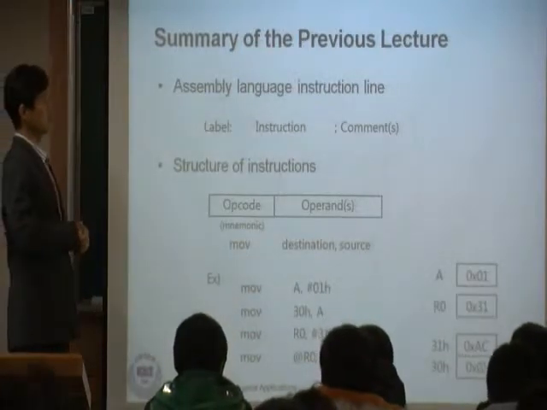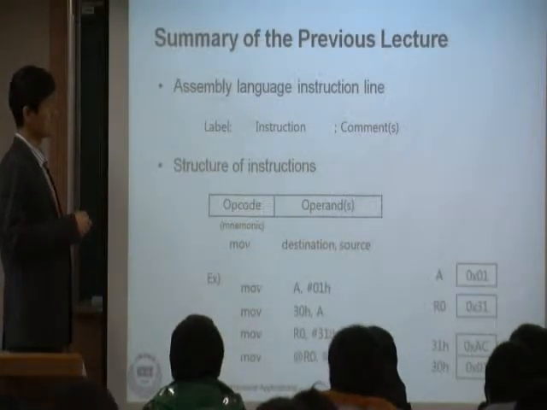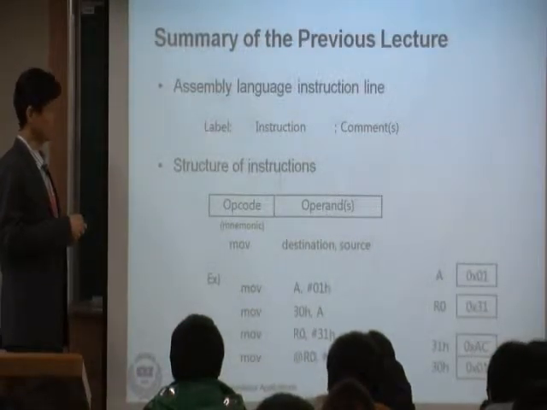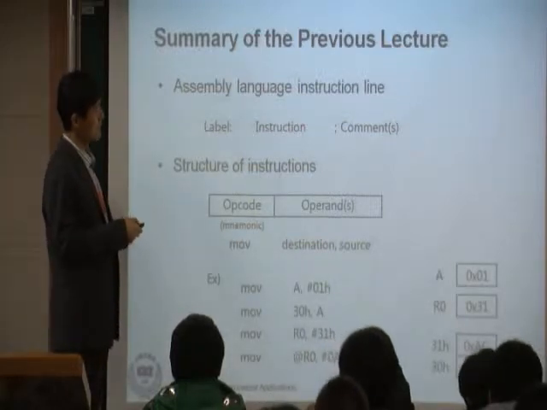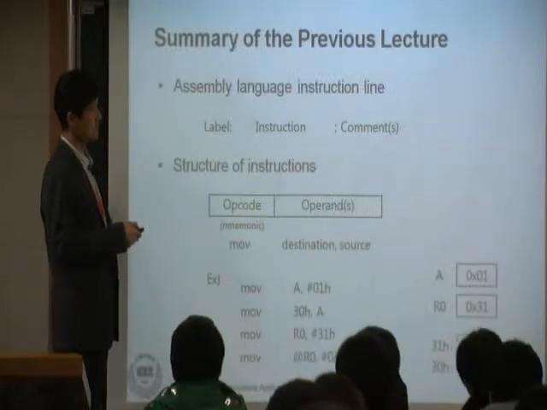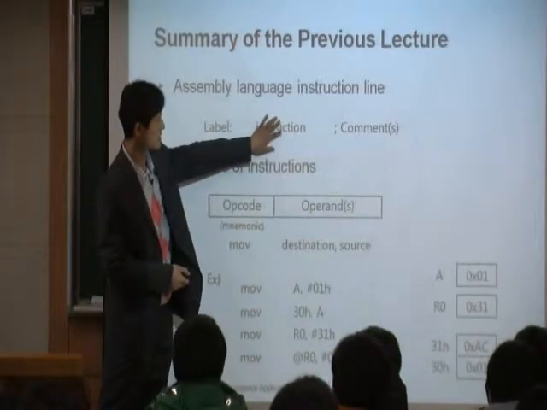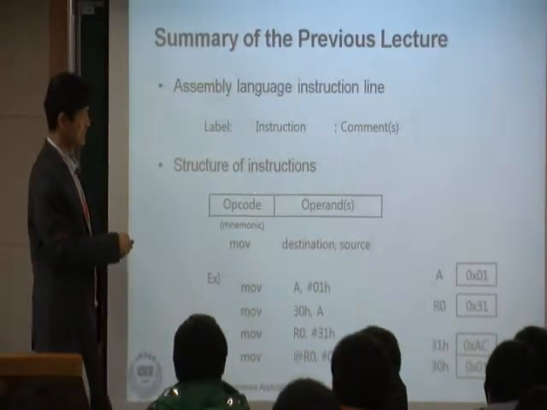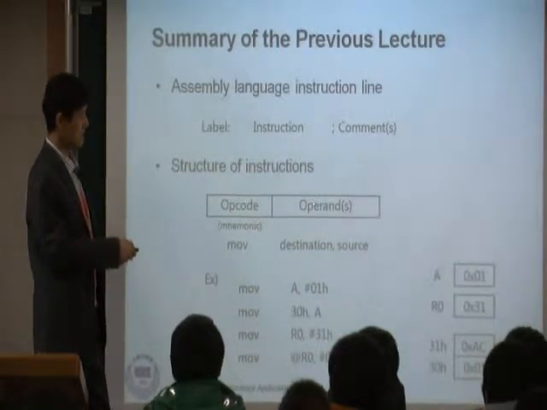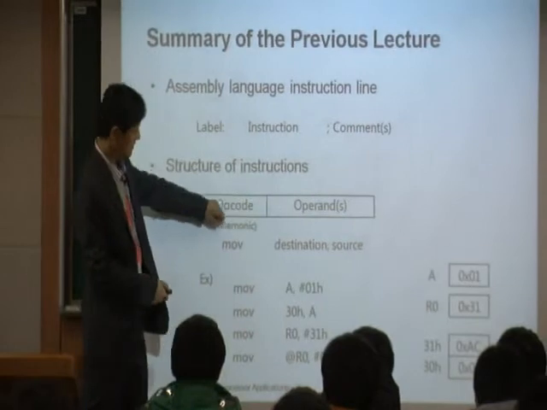So we learned the syntax of assembly language. Every line of assembly language has this format. First, you have a label. Sometimes you have it, or you may or may not have it. And you have an instruction. If you need, you can put in a comment, followed by a semicolon. Each instruction here has two parts. The first part is called the OP code, or sometimes we call this a mnemonic. The second is the operand. OP code followed by operand, sometimes one or multiple operands.